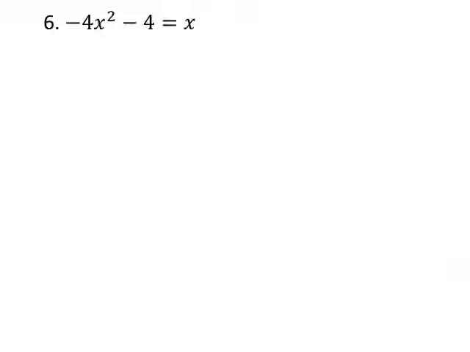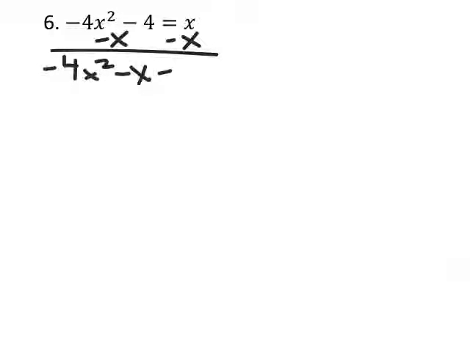All right, number 6 is the same deal. What we need to do is move that x onto the other side so then all the terms are on the same side of the equation. This gives us negative 4x squared minus x minus 4 equals 0 because these canceled out.